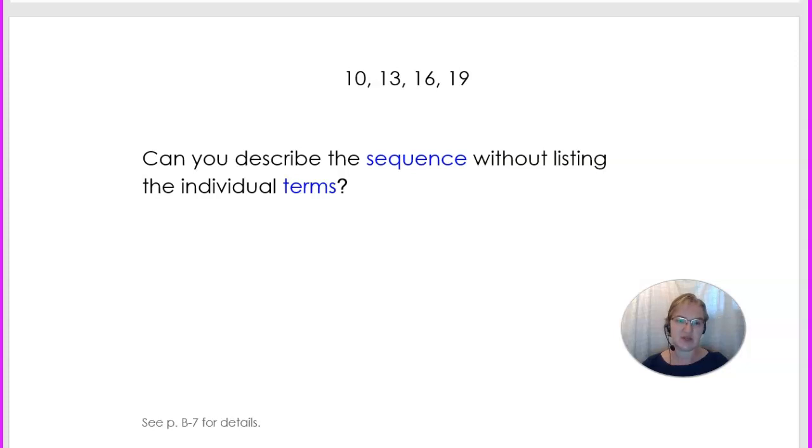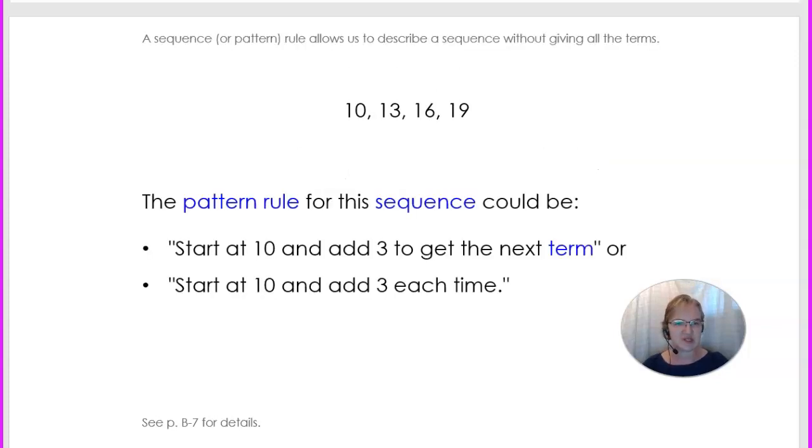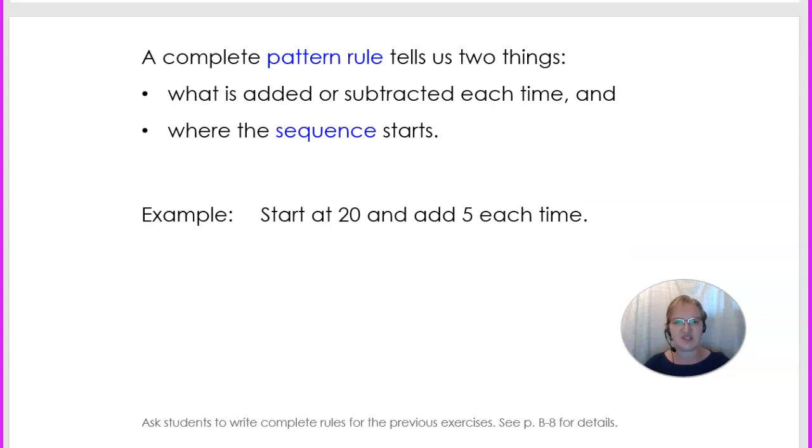So can you describe the sequence of these numbers listed at the top without listing the individual terms? The pattern rule for this sequence could be start at 10 and add 3 to get to the next term, or we could say start at 10 and add 3 each time. So this gives us the rule without telling us what each individual term is in the sequence. So a complete pattern rule will tell us two things. First, it'll tell us what is added or subtracted each time, and then it will tell us where the sequence starts.